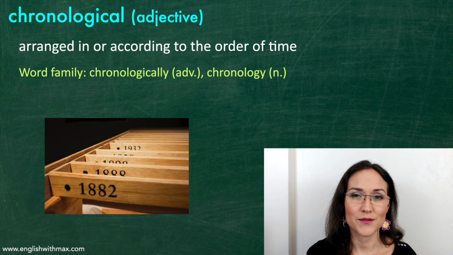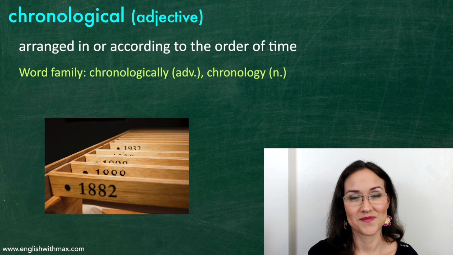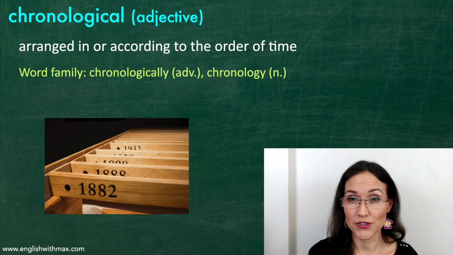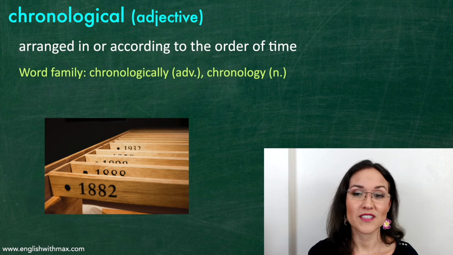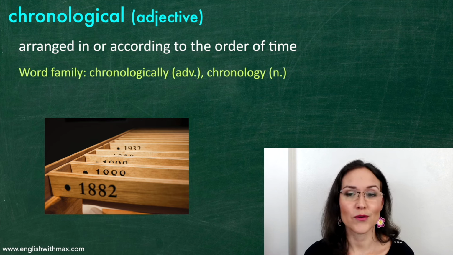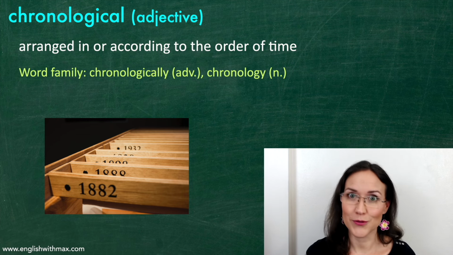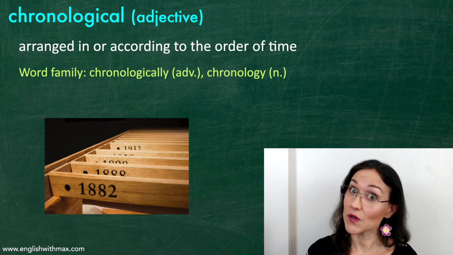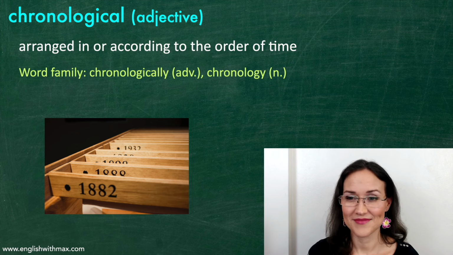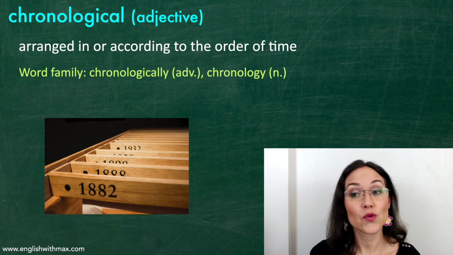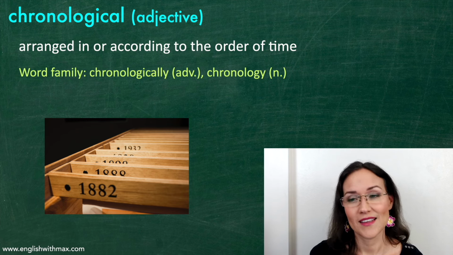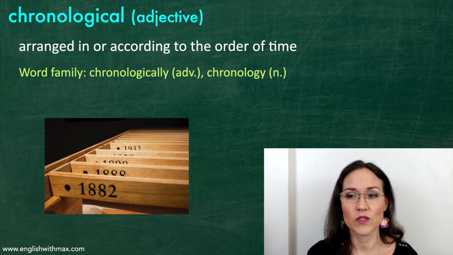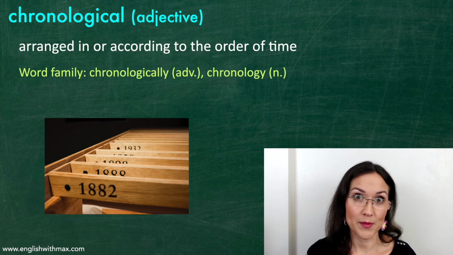Next, we have the adjective chronological. Chronological. It means arranged in or according to the order of time. The adverb is chronologically. The noun is chronology. That means the order in which a series of events happened.